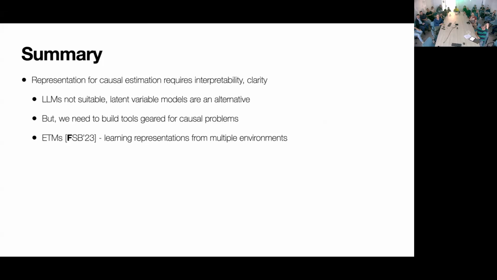All right, so to summarize that entire issue: when we do representation for causal estimation, we need a lot of clarity about our assumptions, interpretability, and the way we structure the text. LLMs are not suitable for that. They might be, and we're working on methods that might make them such, but they're not at the moment. So we need to gear the solutions that we build toward the causal problems that scientists actually care about. And I just showed you one version of how to do that.